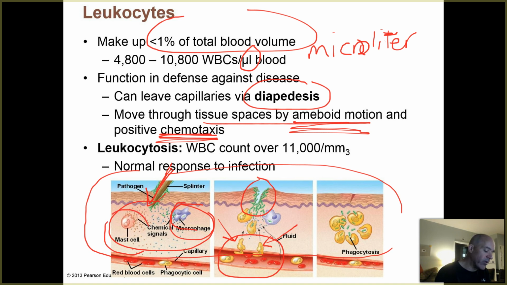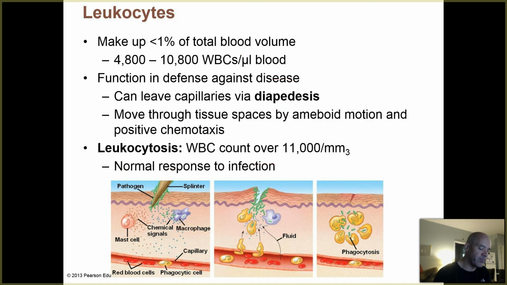You have cells in your connective tissues called mast cells that do that same type of thing. They're able to detect infectious microorganisms like bacteria, and when they detect them, they send out chemical signals. And what those chemical signals do is they call in these white blood cell armies to come in and help you fight the infection.